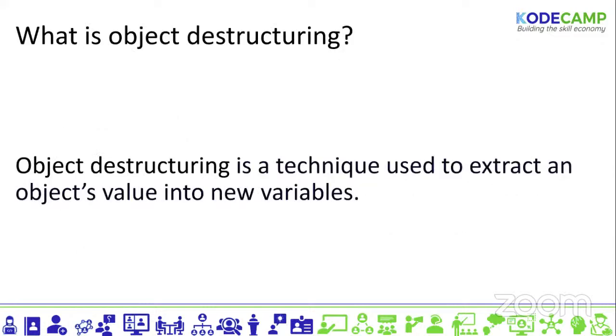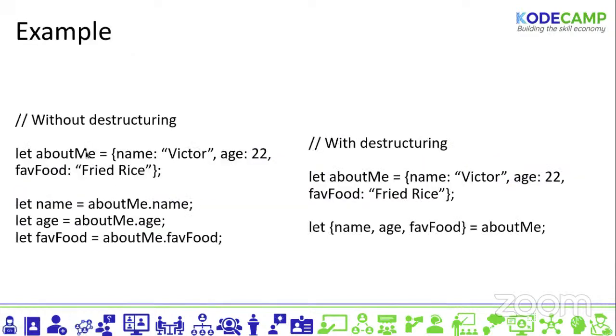So let's continue. What is object destructuring? Object destructuring too is a technique used to extract an object's values into new variables. It's similar to array destructuring, but it's different in a way. So let's look at this. Without destructuring, if I want to pick each of these values and assign them to a variable, this is what we are going to write. About me dot name is equal to about me dot name, age is equal to about me dot age, and then the rest. And of course, if we console.log name, it will log Victor.